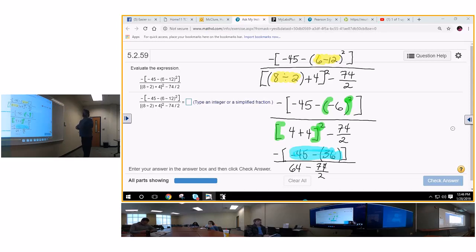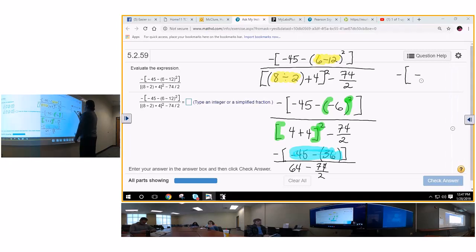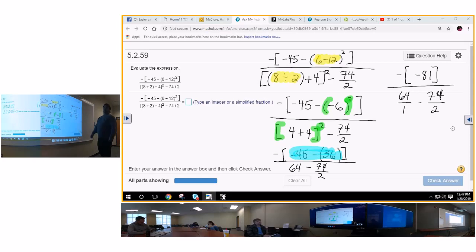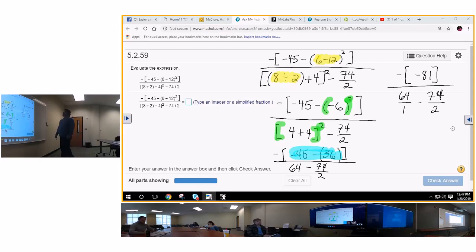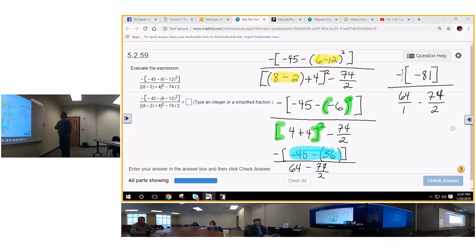If you owe somebody $45 and you owe somebody $36, you owe them what? You owe them $81. So that's going to be negative brackets, negative 81 over, and I'm going to do this, 64 over 1 minus 74 over 2. Because we've got to have a common what to add or subtract fractions? A common denominator. What's in front of this bracket? Not a negative 0, but a negative what? Negative 1. So somebody tell me what negative 1 times negative 81 is. 81 in the numerator.